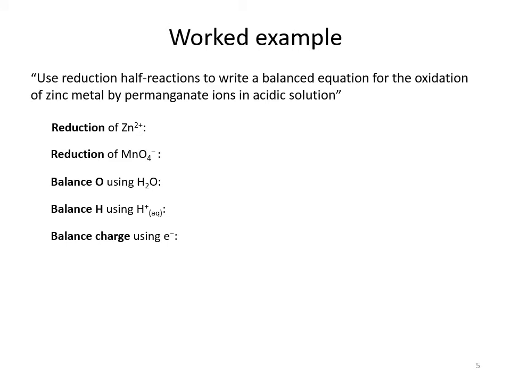So let's go through this step by step then, based on the steps that I showed you already. We are being asked to use reduction half reactions to write the balanced equation for the oxidization of zinc metal. So that's Zn, isn't it? By permanganate ions. We need to know what a permanganate ion is, and you can obviously look this up quite readily. In an exam, I'd give you the formula. That's a permanganate ion, in acidic solution.